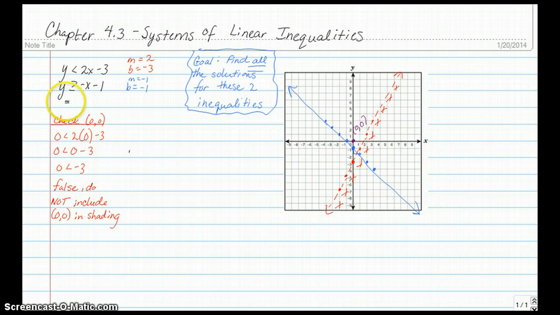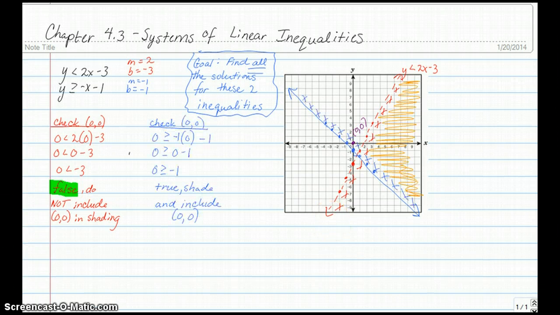So we substitute 0 for y and 0 for x in the first equation. So we have 0 is less than 2 times 0 minus 3. 0 is less than 0 minus 3. 0 is less than negative 3. That is false. And if it is false, you do not include 0, 0 in the shading. So here's your line. This is the y is less than 2x minus 3 line, and you are going to shade to the right of it and not include 0, 0. But we don't want to shade yet.